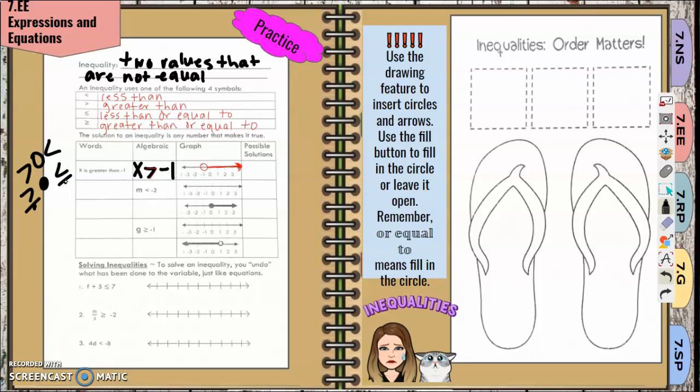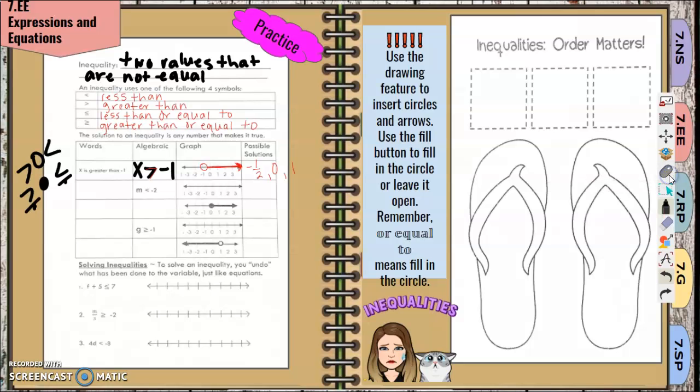Now, possible solutions. There are several different possible solutions for this. Any number that's bigger than -1 is a possible solution. So that means -1/2 is a possible solution because -1/2 is bigger than or greater than -1. 0 is a possible solution because 0 is bigger than -1. 1. Any number that's to the right of this number on the number line is going to be bigger than -1. It's a possible solution.